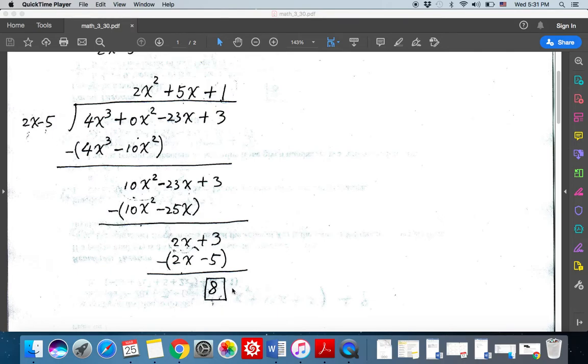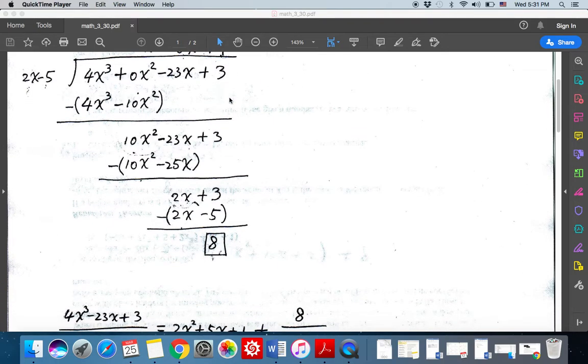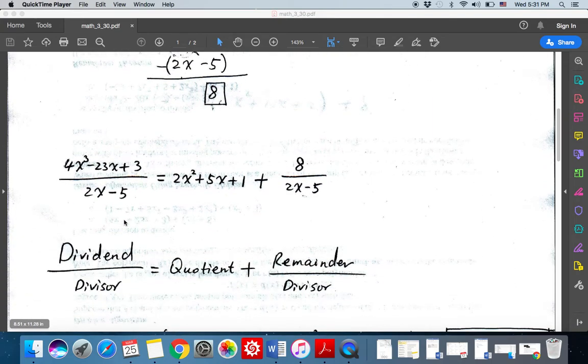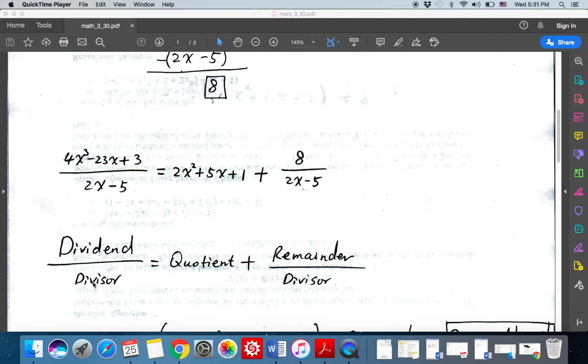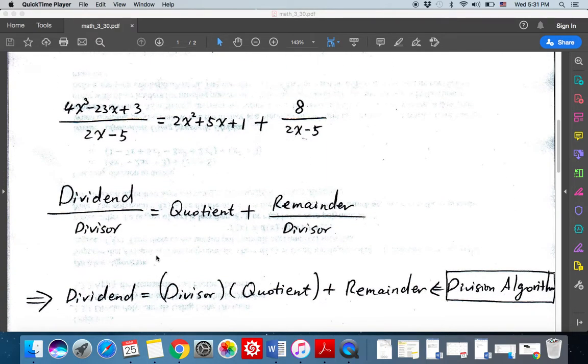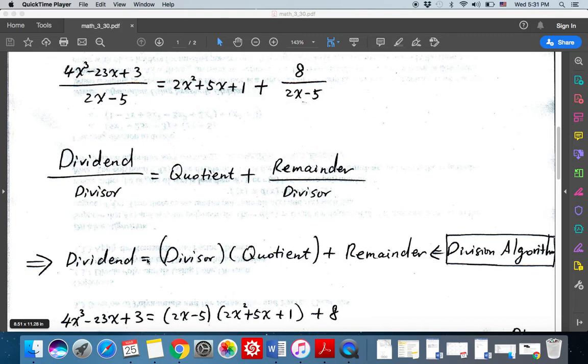We cannot proceed further. This 8 is what we call the remainder, and this 2x squared plus 5x plus 1 is the quotient, as I write down here. Dividend divided by divisor equals quotient plus remainder divided by the divisor. If we multiply by the divisor on both sides of this equation, we can get another equivalent form, which reads dividend equals divisor times quotient plus remainder. And this result is what we call the division algorithm.